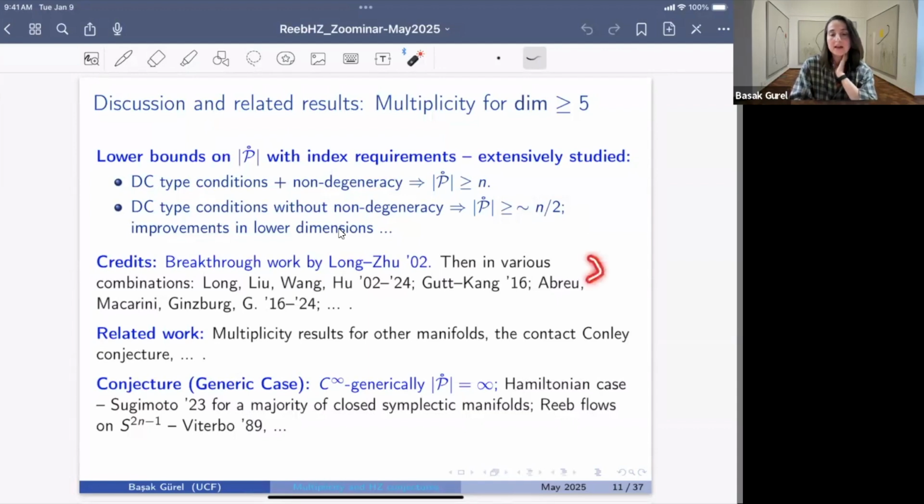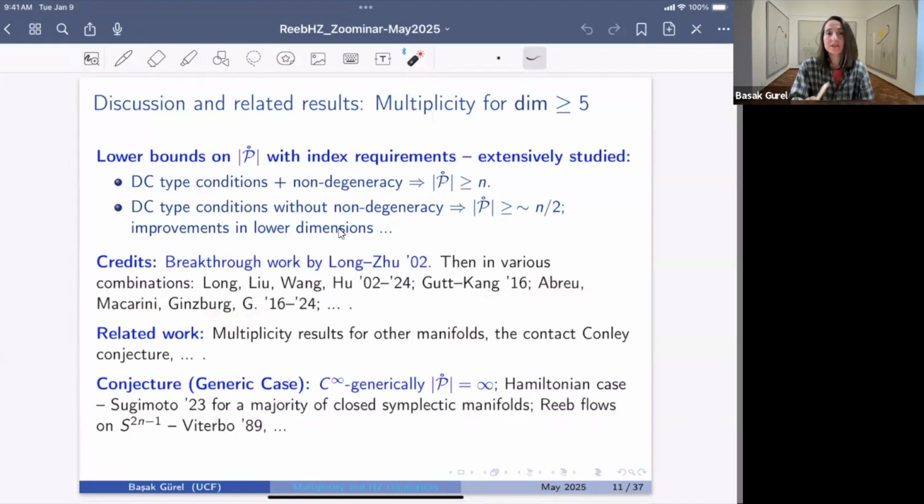A lot of the credit goes back to Long and his school, all the way back to Long and Zhu's breakthrough work in 2002. Wang, Long, Liu, Wu, Tang, Kang, and more recently Miguel Abreu and Leonardo Macarini, Victor, and myself also have various results along these lines.